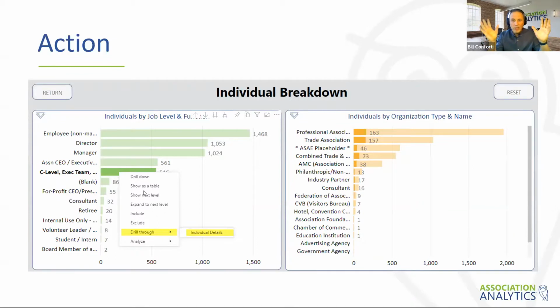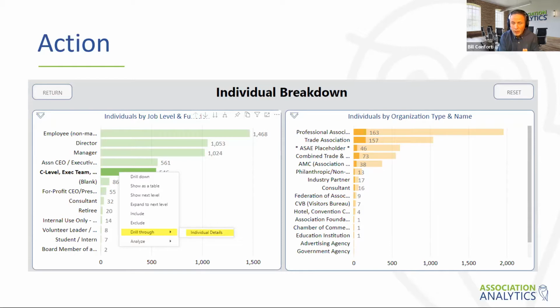When I look at demographics, I might have a bunch of different things, but just for the sake of demonstration, one of the things I noticed right away is, look, we have a lot of C-level executives in this population. I could actually stack several demographic characteristics together, maybe even some behaviors as well. But again, for the sake of demonstration, what we might do then is drill through to the individual details.